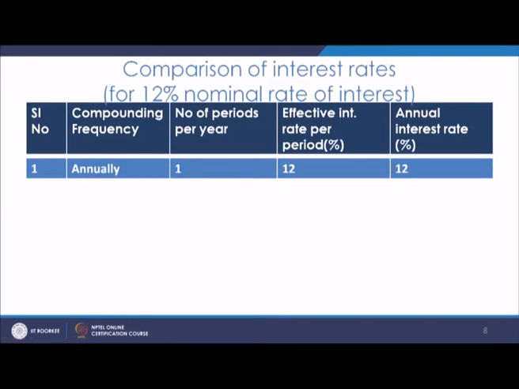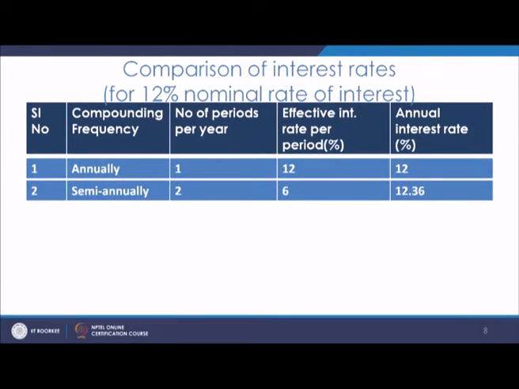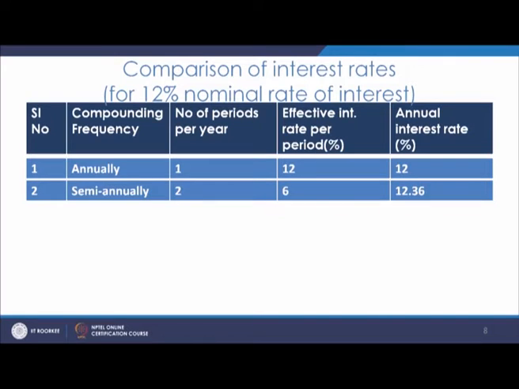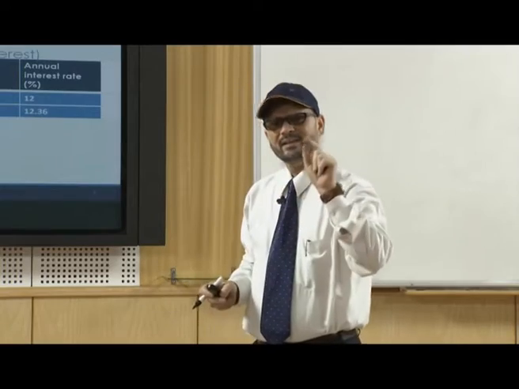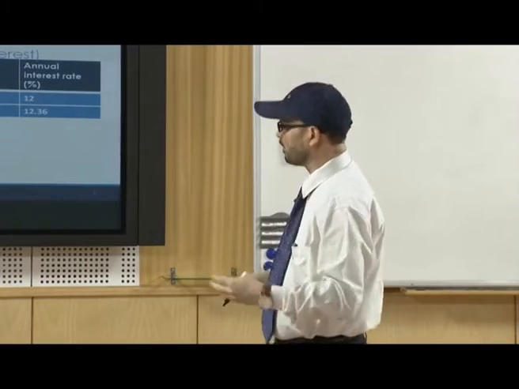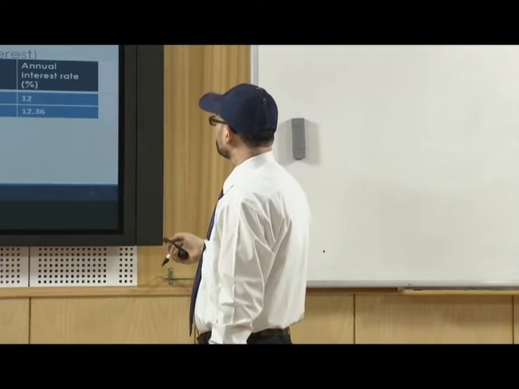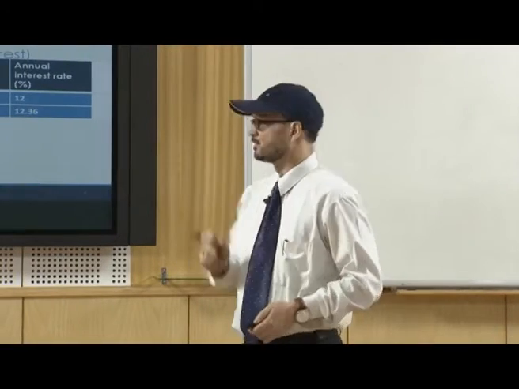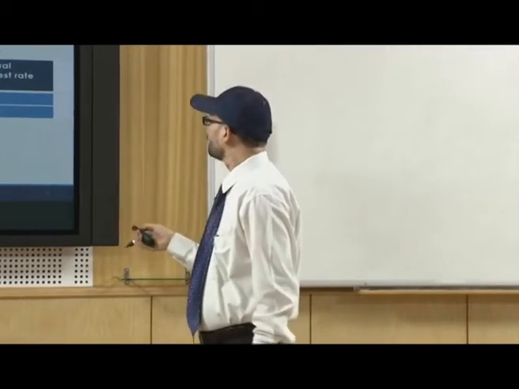Now, when we go for semi-annual basis compounding, we are doing the compounding 2 times. So, number of periods per year is 2, and the effective interest rate is 12 by 2, 6%, because 6% interest is levied upon every 6 months. So, for a period of 6 months the effective interest rate is 6%, but if we calculate the effective interest rate for the year, it comes out to be 12.36.